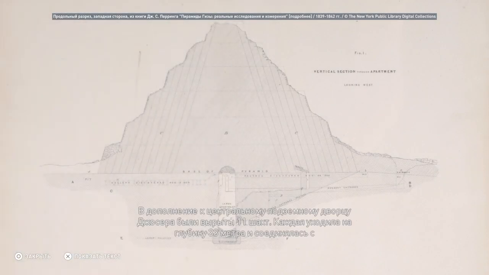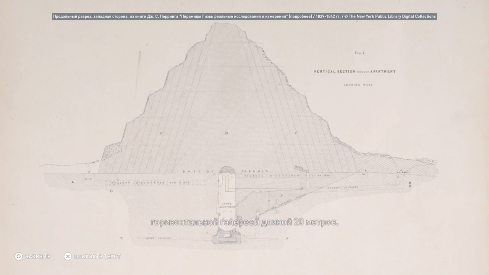In addition to the central subterranean palace built for Djoser, 11 wells were dug. Each went to a depth of 33 meters and connected with a horizontal gallery extending for about 20 meters. The first 5 galleries were intended for members of the royal family.